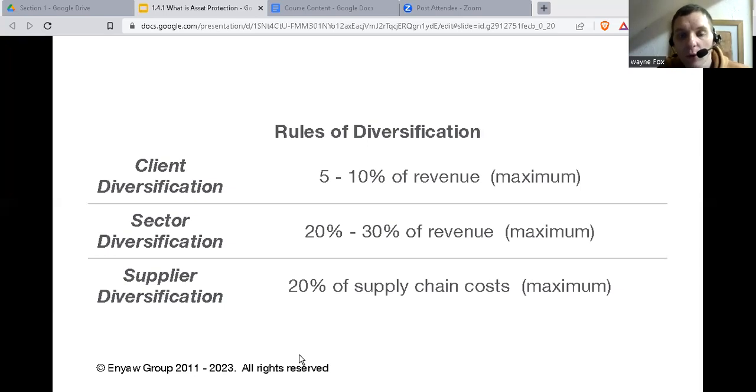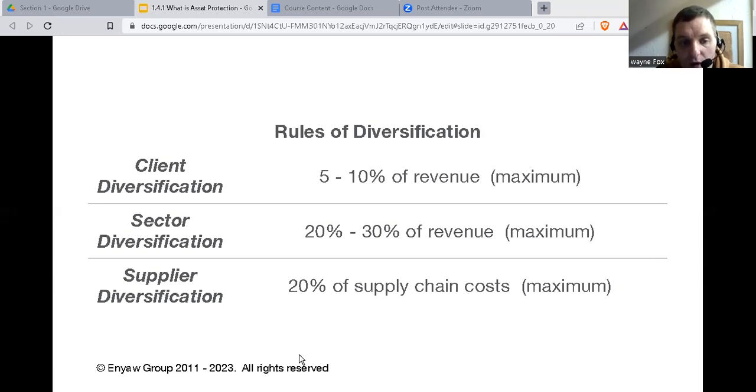Some basic rules to follow around diversification is, for clients, assuming you make around the same profit margin on each client, you should aim never to have any client make up more than 5% of your revenue, as an absolute maximum 10% of revenue. And the thinking behind that, most businesses average around 10% net profit after all expenses. So in theory, that profit should be able to cover any losses if any of those clients don't pay for whatever reason, or are late payers.